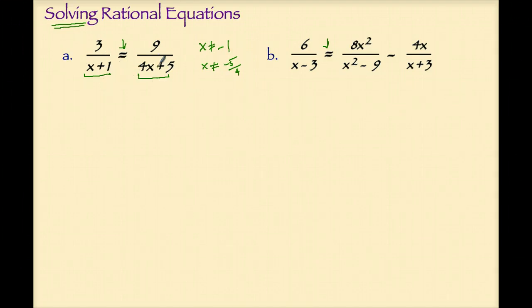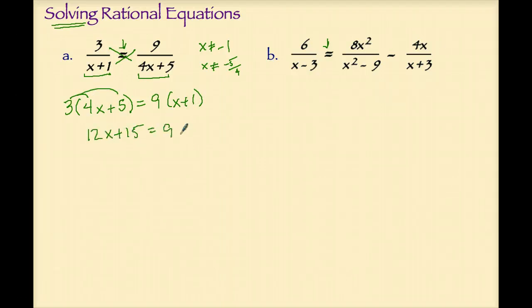Now let's get back to solving the equation. Since this is a single fraction equal to a single fraction, I hope you recognize this as a proportion. We can solve it by cross multiplying. This will be 3 times 4x plus 5, and that's going to equal 9 times x plus 1. In distributing, we get 12x plus 15. On the right side, 9x plus 9. Let's subtract the 9x over and get 3x, and then subtract the 15 to get -6. x is equal to -2.